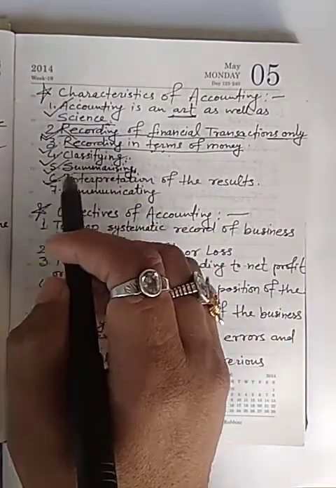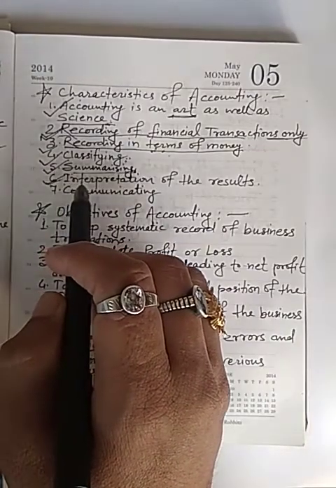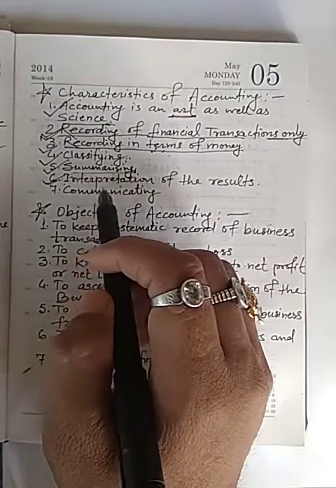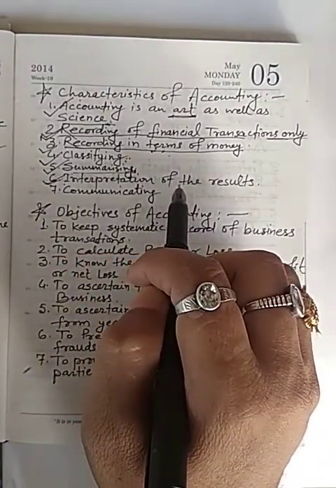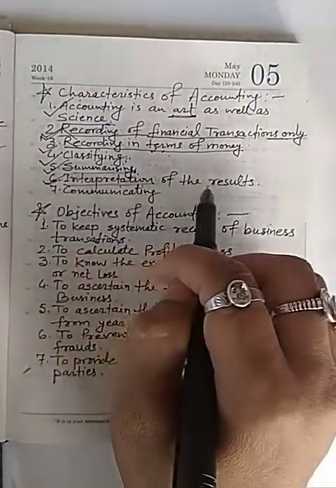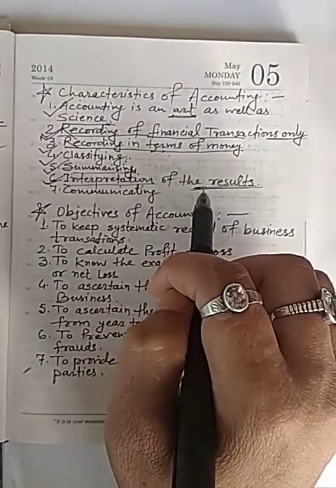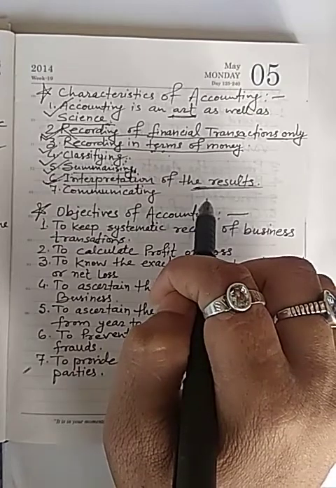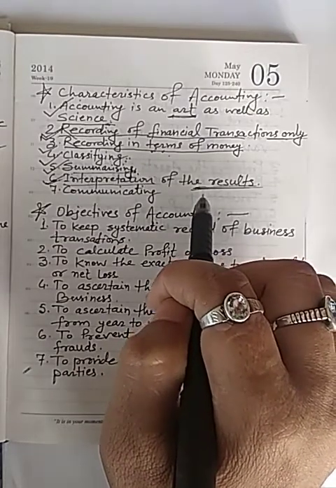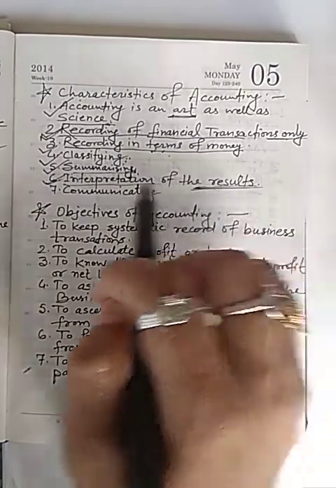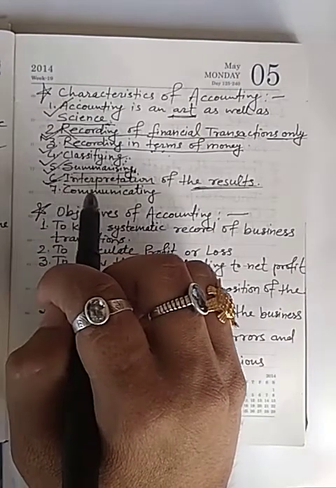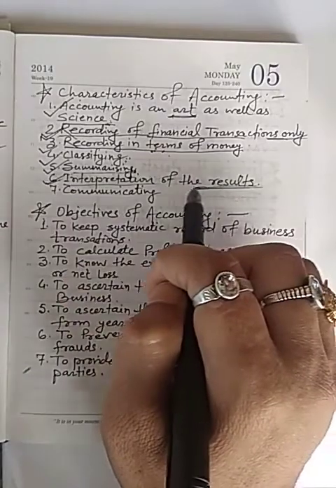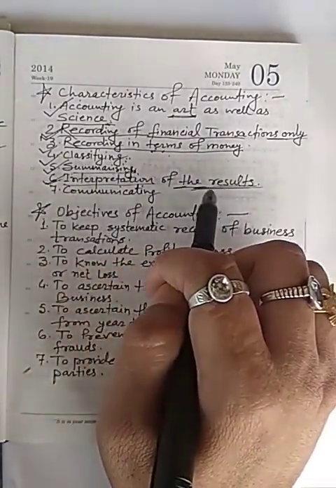Now, sixth point is interpretation of the results. In accounting, the results of the business are presented in such a manner that the parties interested in the business, such as proprietors, managers, banks, creditors, employees, etc., can have full information about the profitability and the financial position of the business. So it is called interpretation of the results.